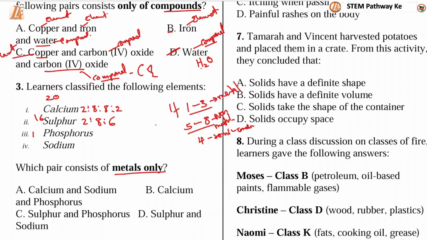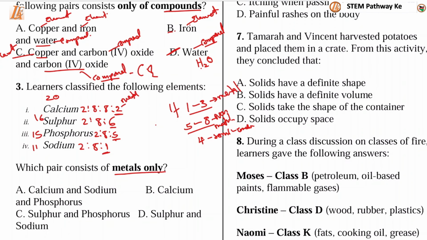Phosphorus, atomic number 15. Electron arrangement 2, 8, 5. Then sodium is atomic number 11. Electron arrangement 2, 8, 1. Therefore, if we use the rule that we have just said, look at the electrons in the outermost energy level, the one that I've underlined. If the electrons are between 1 and 3, those are metals. So from this case, the first one where we have 2, this is a metal.